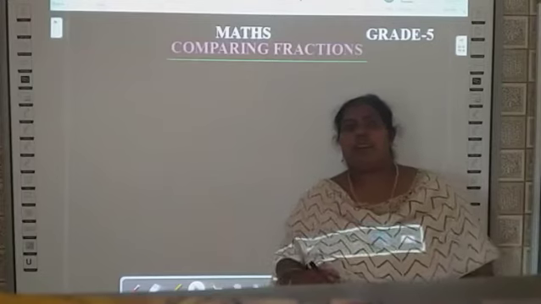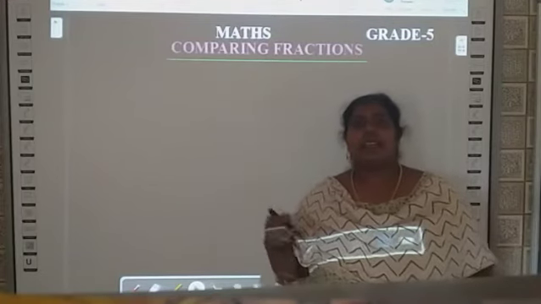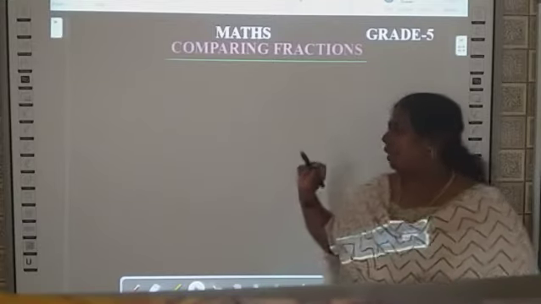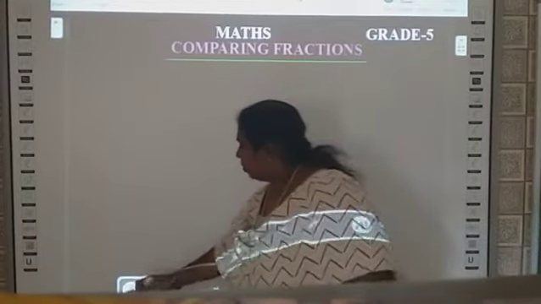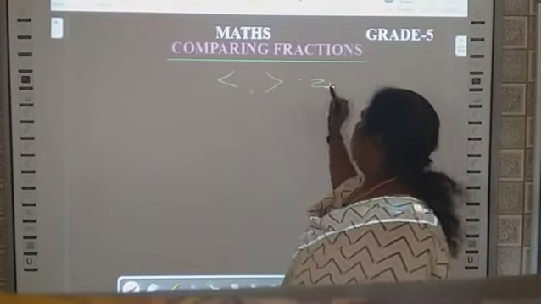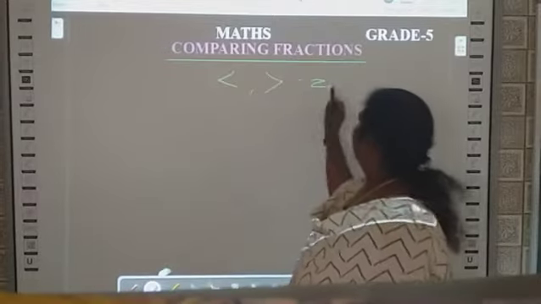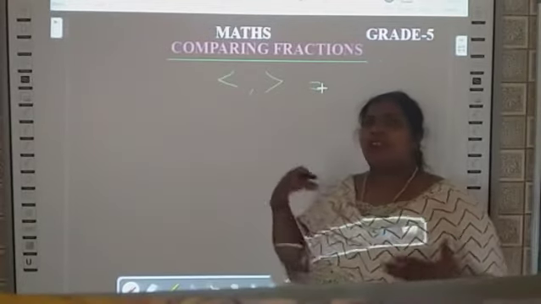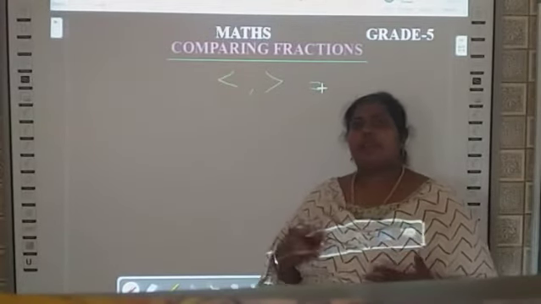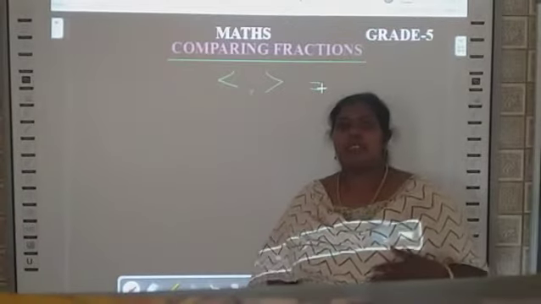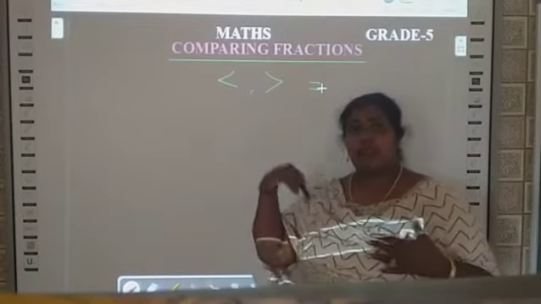Comparing means what? We have to use the symbols less than, greater than and equal. Do you remember those symbols? Less than, greater than, then equal. Right? Yes. In whole numbers and natural numbers, you can easily find which is the greatest value and which is the lowest value, isn't it? But in fractions, how to find?